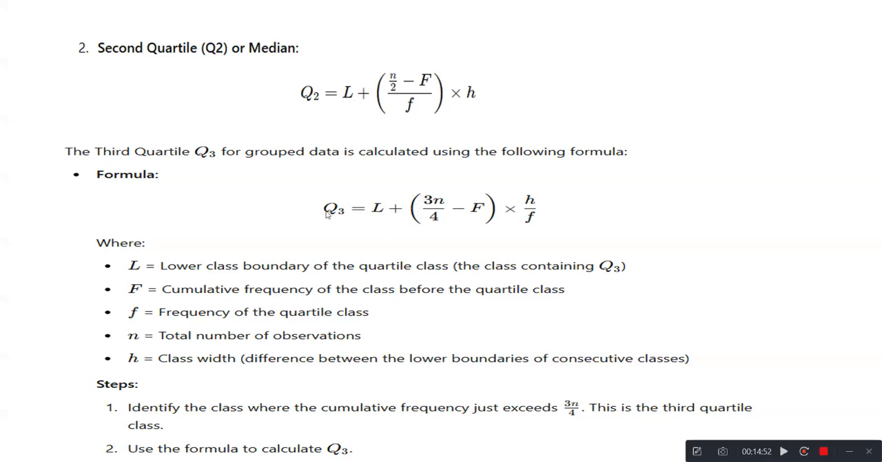The third quartile also do the same thing, only that what differentiates them, for this it has n out of 2, or sum of frequency divided by 2. Here, this one has 3/4 of the sum of frequency, then minus the cumulative frequency before the third quartile class. Okay. So H, others use C as the class width.